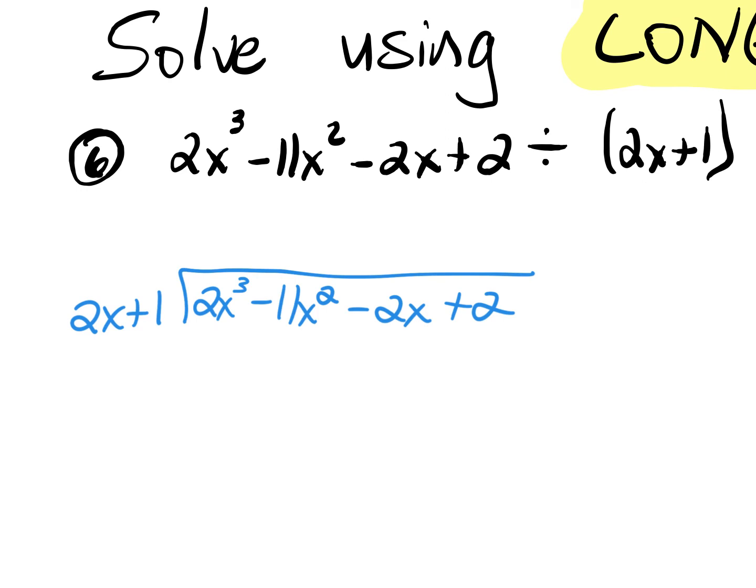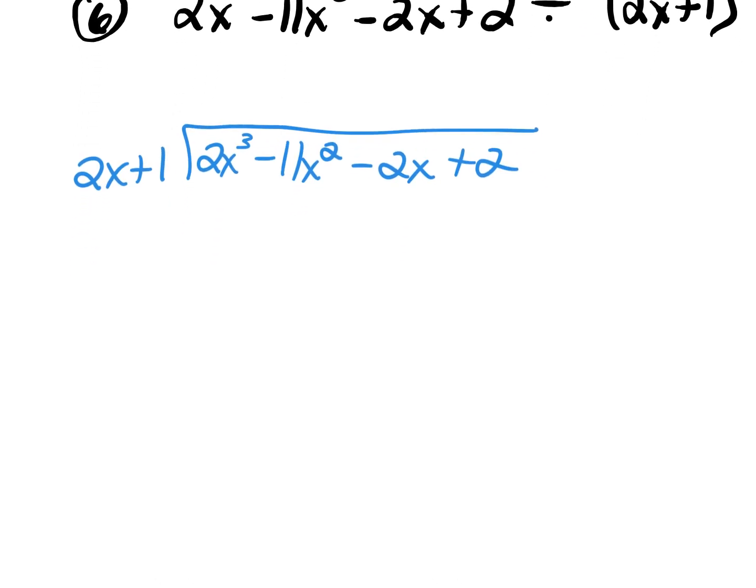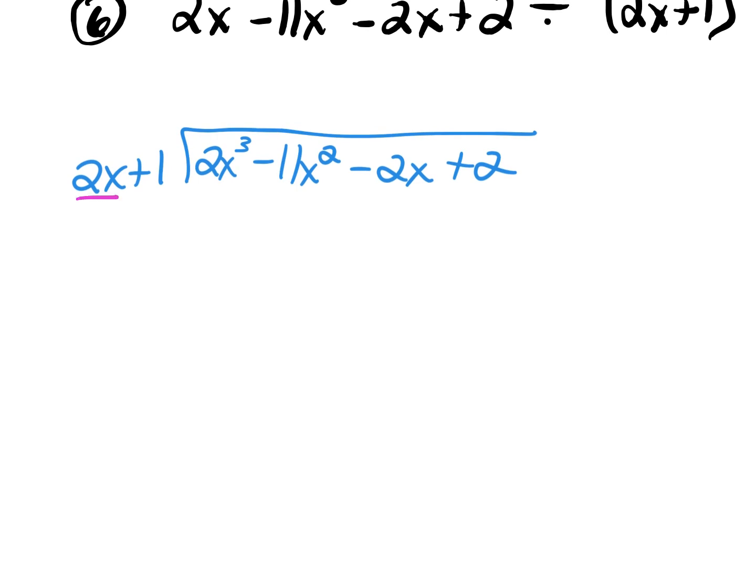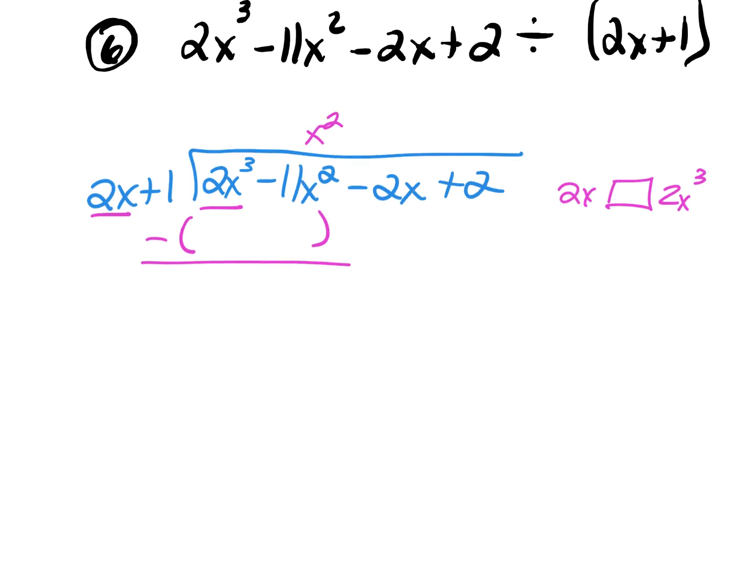So now, guys, long division like we did back when we were in 3rd grade. You guys can do this. First term into first term. 2x times what gives me 2x cubed? X squared. I'm going to put my x squared up here above my negative 11x squared. And I'm going to get my subtraction ready before I multiply. Why should I do that? So you don't get confused. You don't forget to distribute that negative sign.